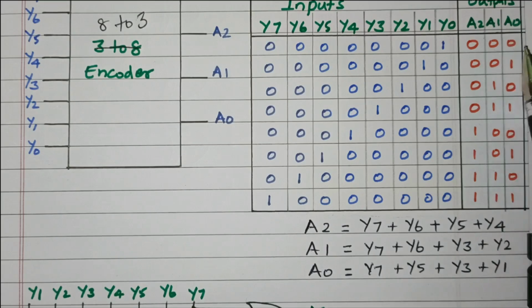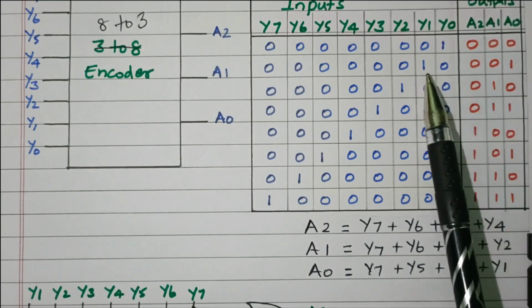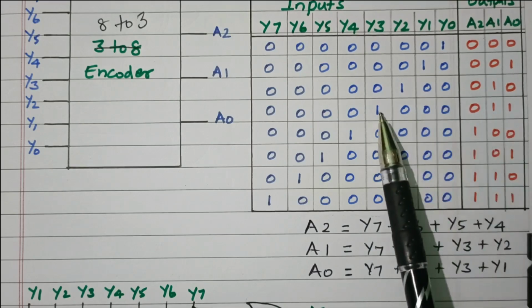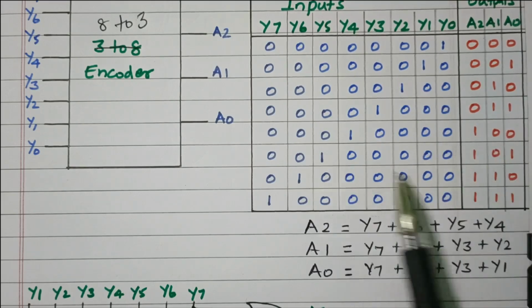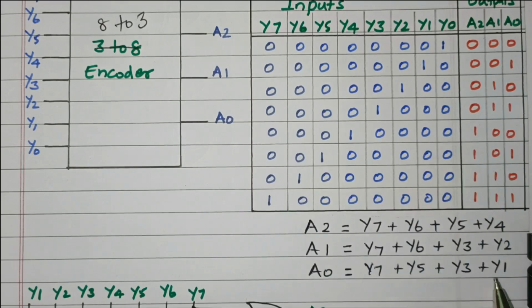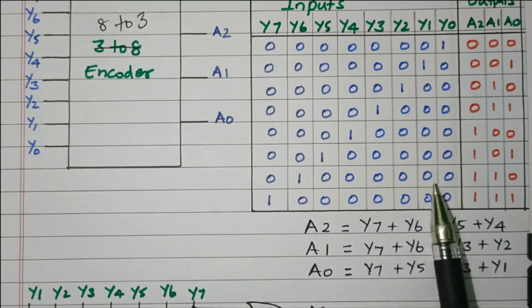For A0, see that it is 0, 1, 0, 1, 0, 1 like that. Alternately we got zeros and ones. So this one refers to y1, this one refers to y3, this one refers to y5, this one refers to y7, that is y1, y3, y5 and y7, right? y0, y2, y4, y6 are zeros, so no need to add. Alternately we are adding 1, 3, 5, 7, right? So now we got the logical expression for these 3 outputs A2, A1 and A0 based on the truth table.